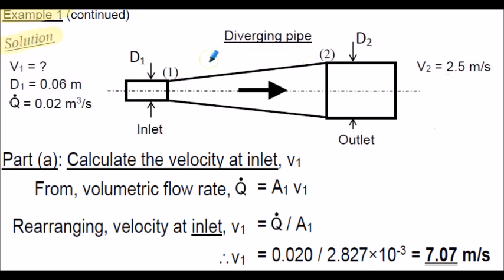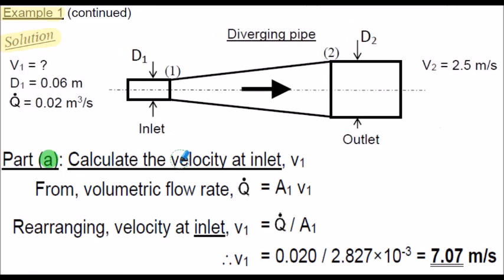From reading the question, we have a diverging pipe to consider in this problem, where the inlet diameter at station or section 1, labelled D1 here, is smaller than diameter D2 at the outlet, labelled as section 2 here. So part A, we're asked to calculate the velocity at inlet, section 1 here, and this velocity is labelled V1.